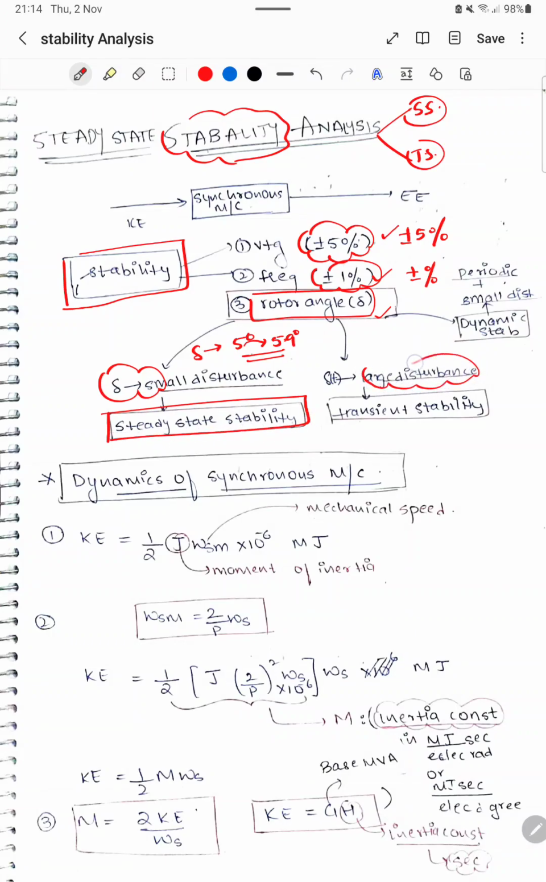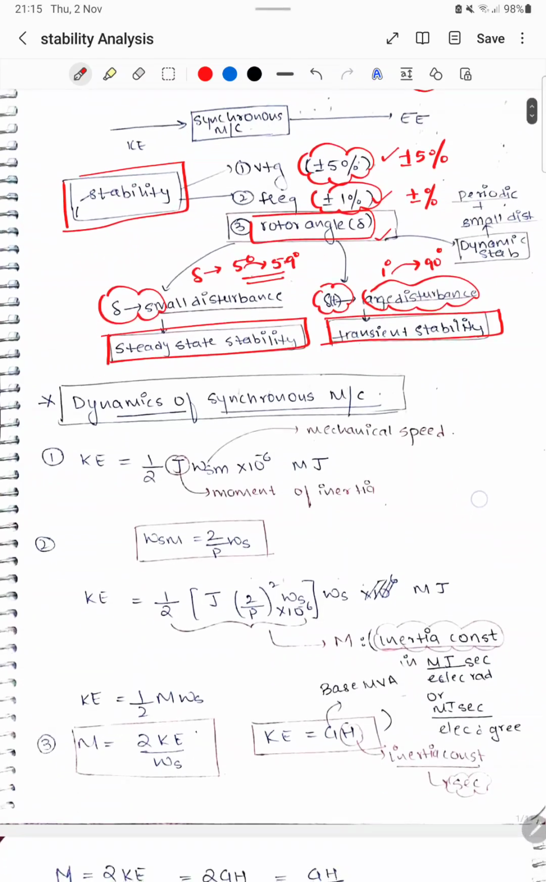When the disturbance is very large, for example from 1 degree it moves to somewhere 90 degree, 45 degree, 110 degree, such large disturbances of delta, which is a function of time, is what we will be dealing with in transient stability. Roughly, steady state stability majorly deals using Swing's equation, and transient state stability majorly deals using equal area criteria. We will talk about both the things in very detail.